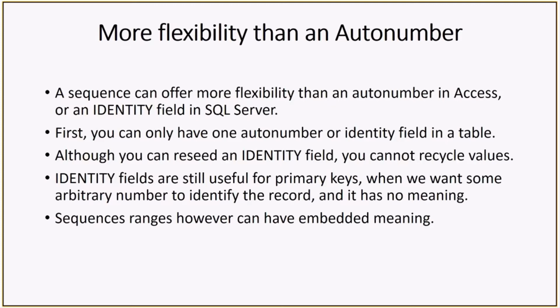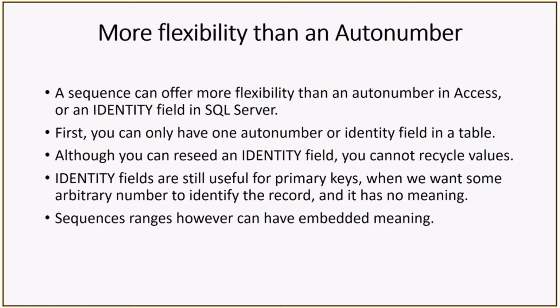Sequences, the ranges, however, can have embedded meaning. Like if it begins with a 5, it might be in this country. If it begins with a 6, it might mean something else. If the first 4 digits are this, it might be something else. So you can embed meaning in a sequence, but you can't do that with an identity or an auto number.